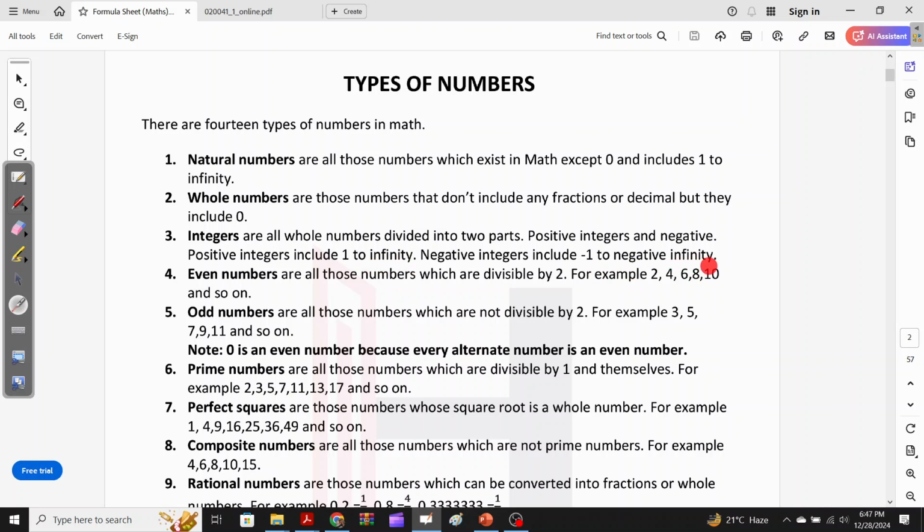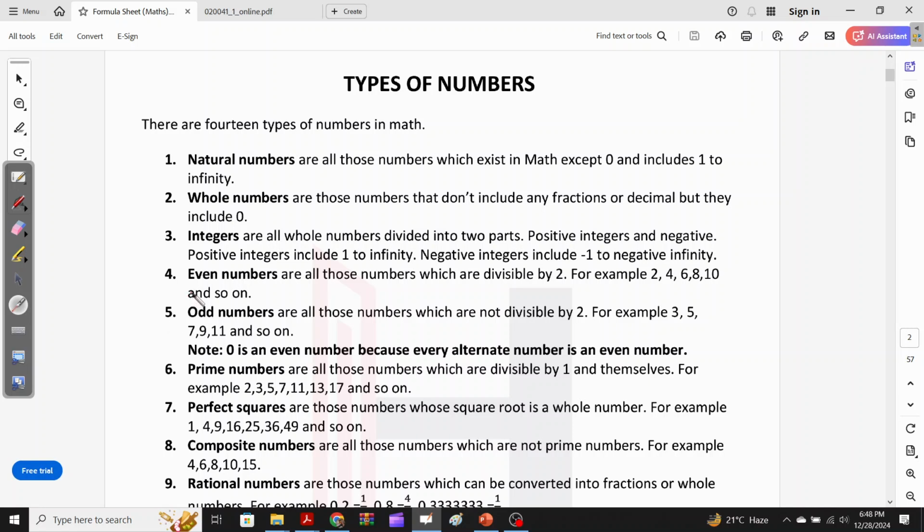Which is negative infinity. So if the negative integers are considered, we'll start from minus 1, minus 2, minus 3, minus 4, going all the way to negative infinity. Be very careful with it. Whenever we consider integers, we will be including 0, but 0 is neither positive nor negative. But remember, 0 is going to be considered as an even number. It is very important that 0 is an even number, because numbers alternate: 1 and 3 are odd, but 2 and 4 are even. A very important point here.